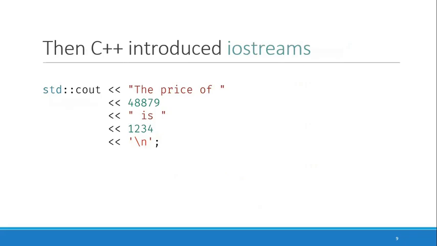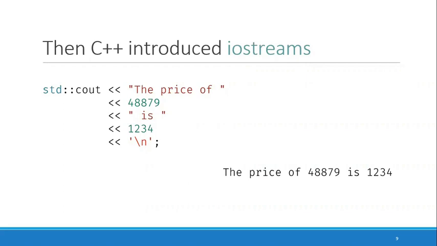Then C++ introduced IOStreams, which has a very different look and feel than printf. Instead of having the format string as a distinct entity, we're just arbitrarily streaming things, alternating between a string-like thing or a non-string-like thing and whatever. So this in its entirety produces the price of $48.879 is $12.34, whatever the cents are.